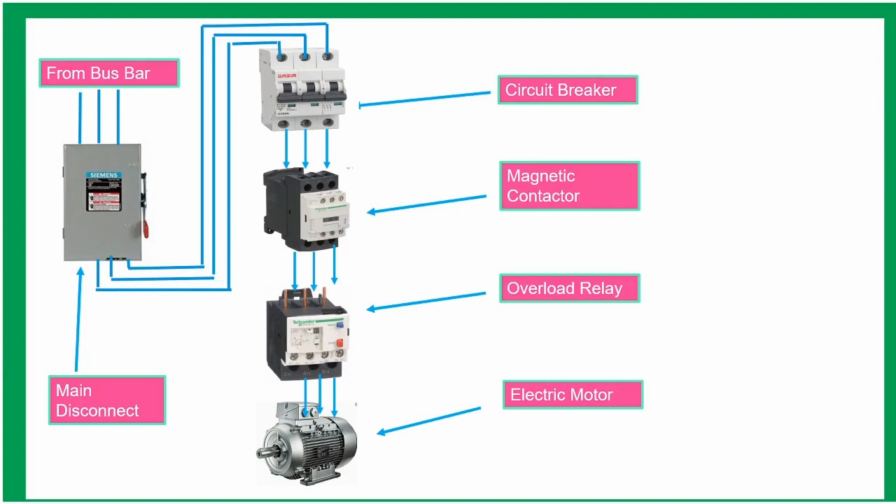Contactor is an electrically controlled switch used for switching higher current. Overload relay is designed to protect the motor from prolonged overcurrent which causes overheating and destroys the motor. And the last one, the electric motor, is a machine that converts electrical energy to mechanical energy.